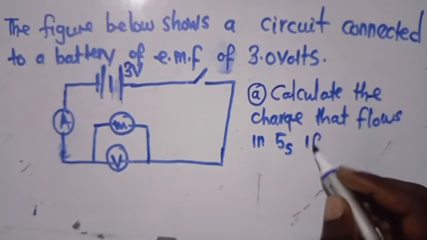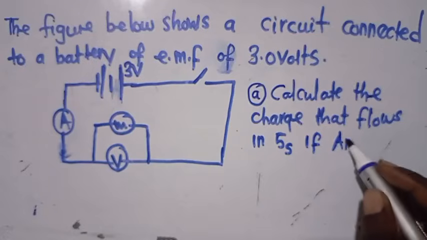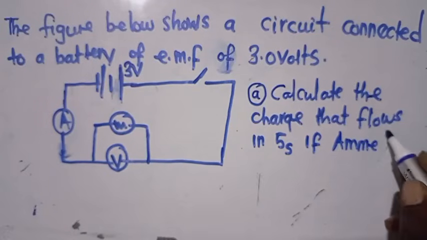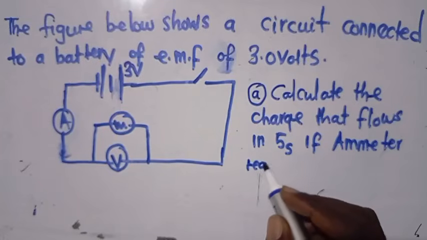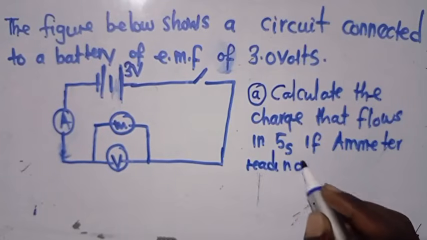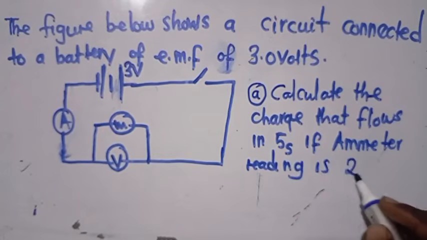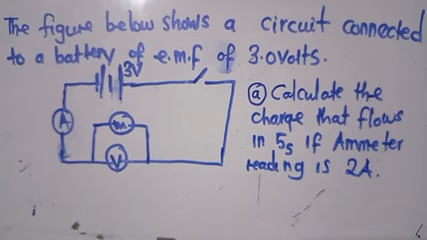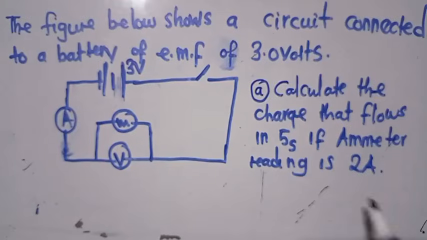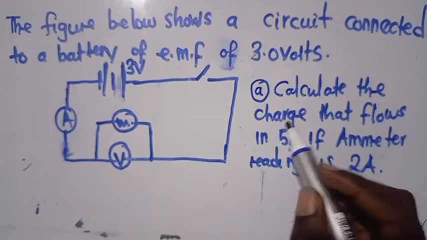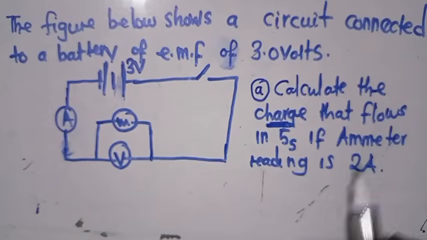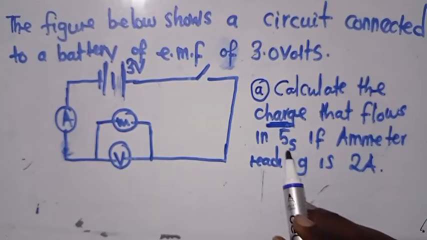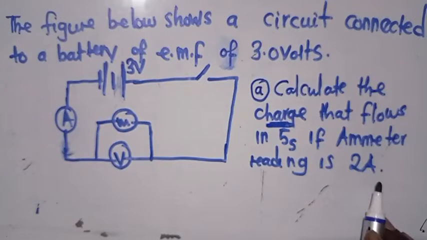If the ammeter reading is 2 amps. So this is what you are given. This is the first question that I want us to answer. They want you to calculate the charge that flowed in 5 seconds if the ammeter reading is 2 amps.